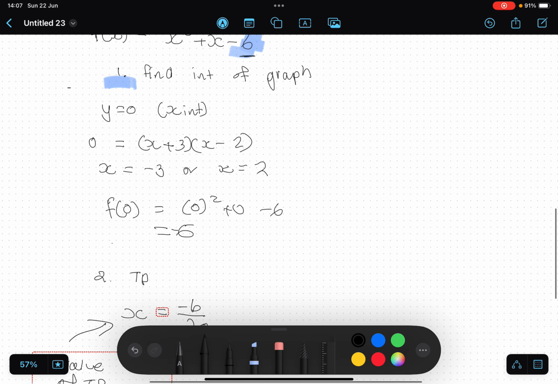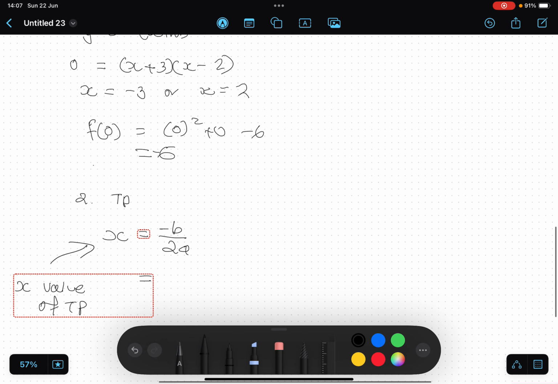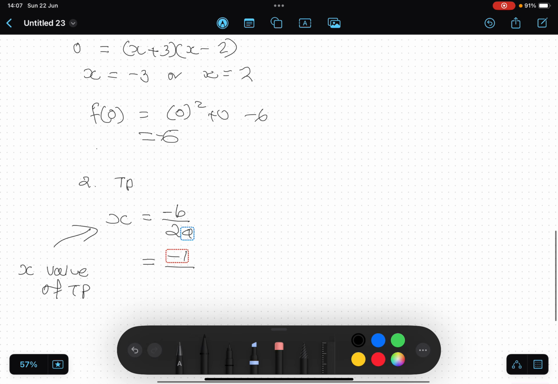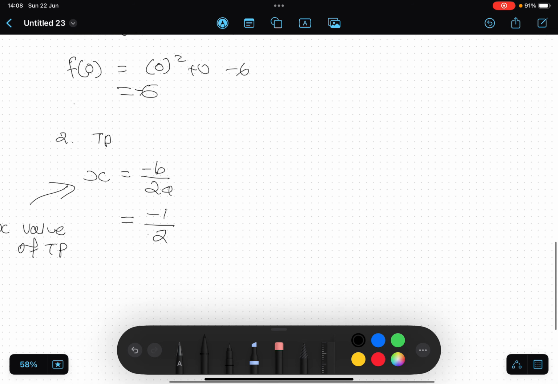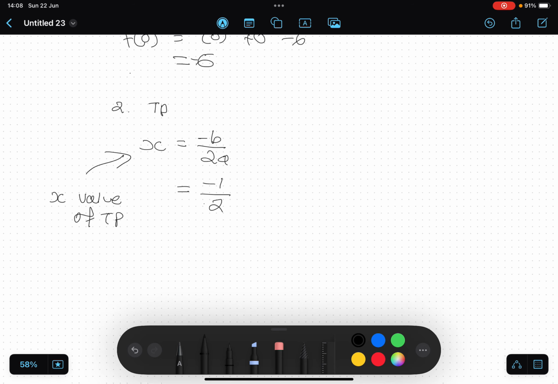So minus b, b in this case is plus 1, so that's minus 1, and a was just 1. So that will be minus a half. And then what is your y value? You're definitely going to need that as well. You can sub this back into your function and find your y. So we'll say f of minus a half, sub it back into your function.